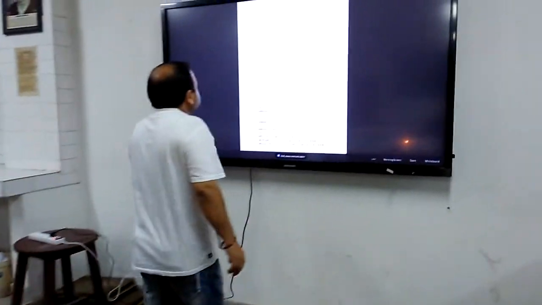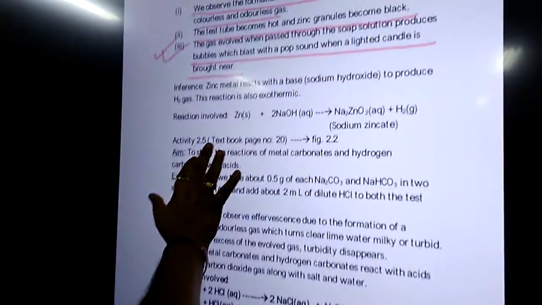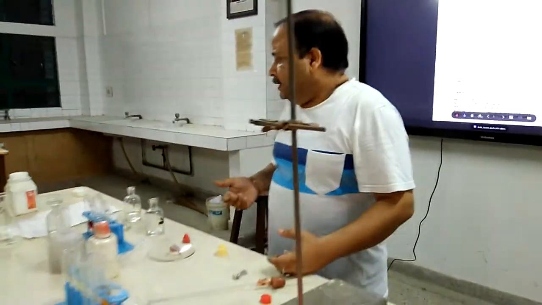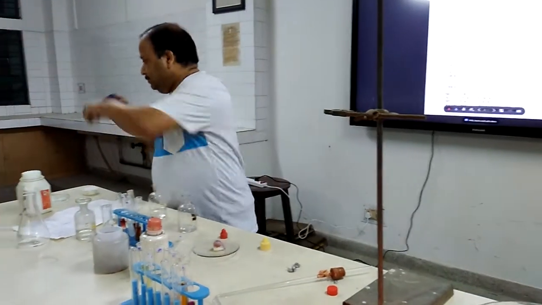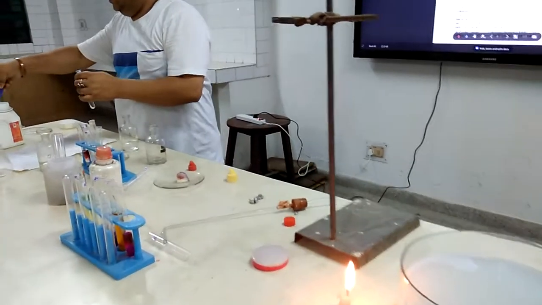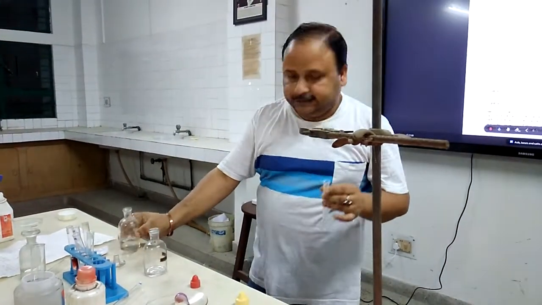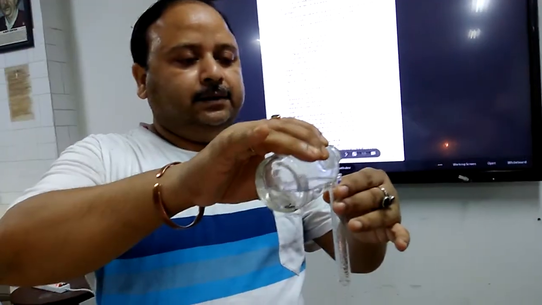We'll go with this activity, that is to study the reaction of metal carbonates and hydrogen carbonates with acid. For this, I need to take a metal carbonate. I can take sodium carbonate in one test tube. And to that, I'll add an acid. The acid can be sulfuric acid, it can be hydrochloric acid or anything.